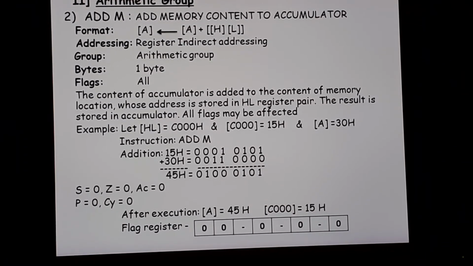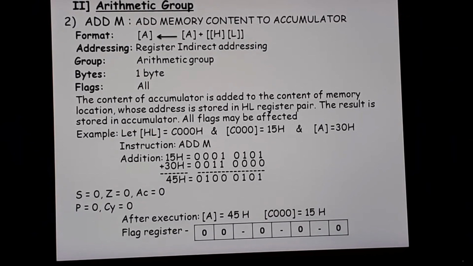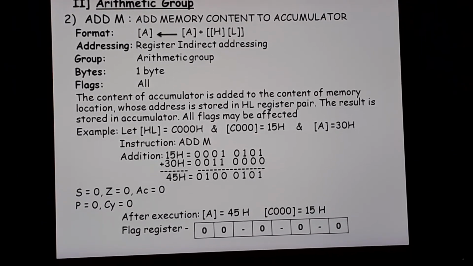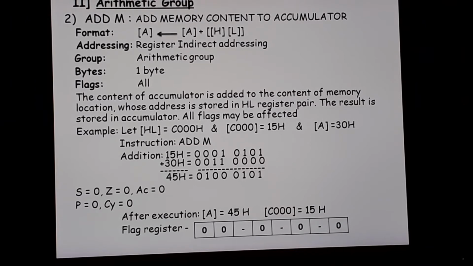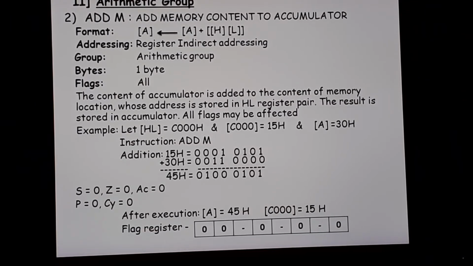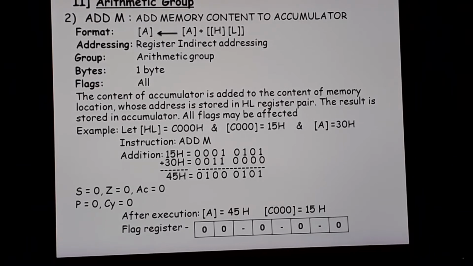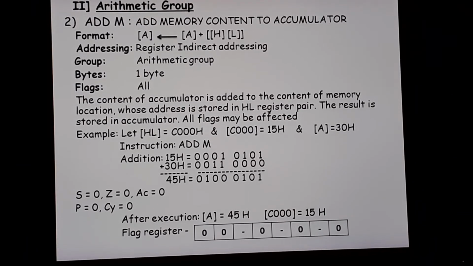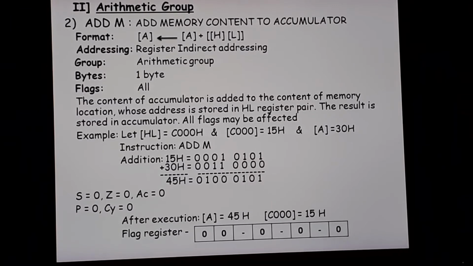You can change the sentence in your own words also, but you need to mention the memory whose address is stored in HL register pair. That phrase should be present and the content will be added with accumulator. These should all be mentioned in your sentence. Now let us see the example.